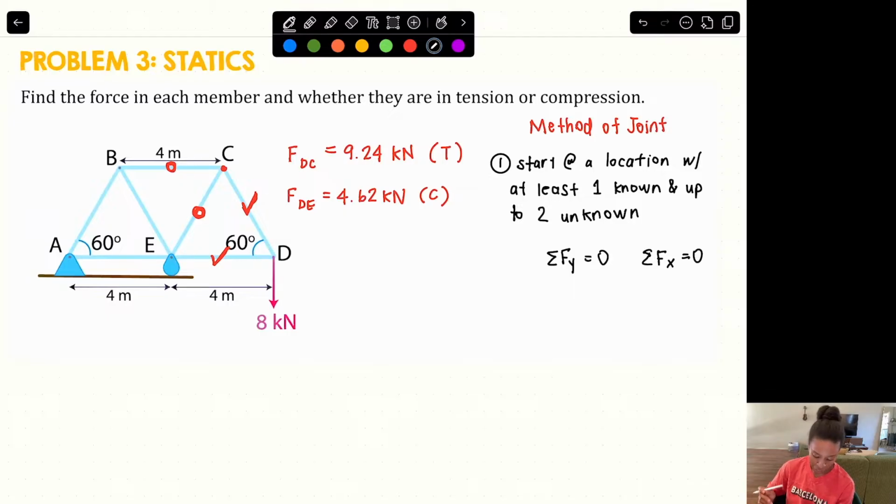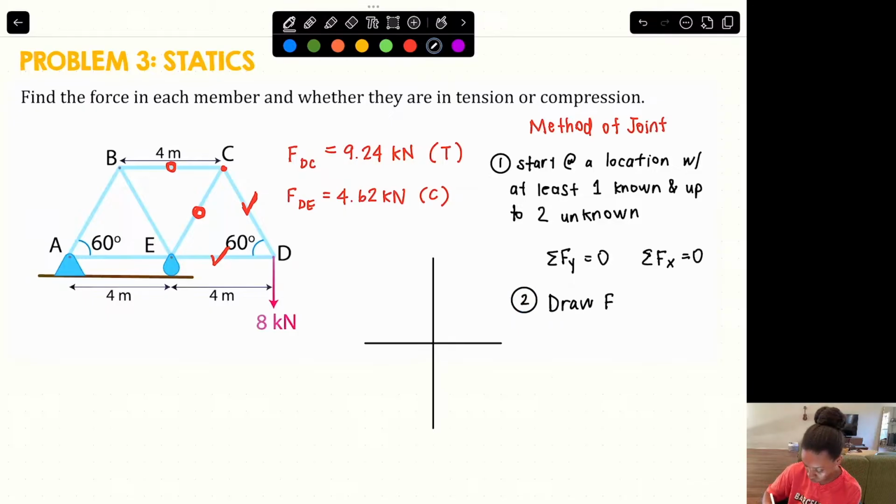Okay, so we are going to start at C, so I'm going to go ahead and draw the free body diagram, because that is the next step in the method of joints. Draw the free body diagram of joint C. Let's make it purple. Really feeling the purple today. All right, so this is joint C.